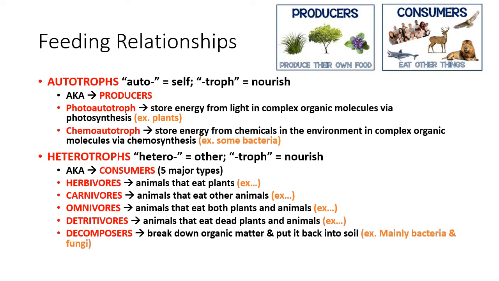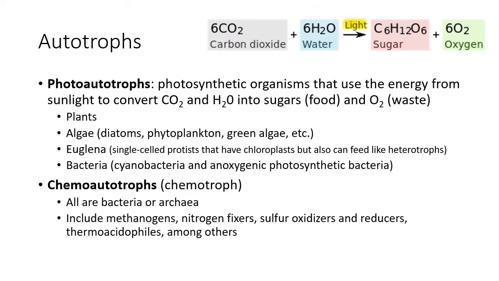So for this slide, you can pause this now and just jot all this down, just copy all of this. Come up with your own examples for detritivores, omnivores, carnivores, and herbivores, and I'll talk about each one of them on the next slides. So the two types of autotrophs are photoautotrophs and chemoautotrophs.